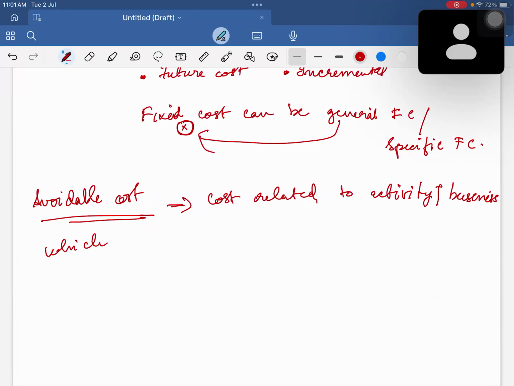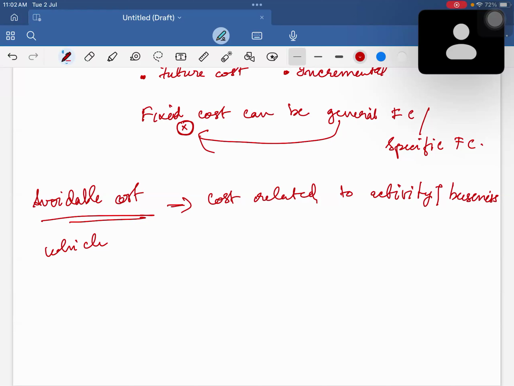Or in other terms, there is a cost which you would not incur unless you take this project. Then that type of cost is also avoidable cost. Understood? But that is similar to relevant cost, right? Yes, it is relevant cost, so it is taken under avoidable cost.